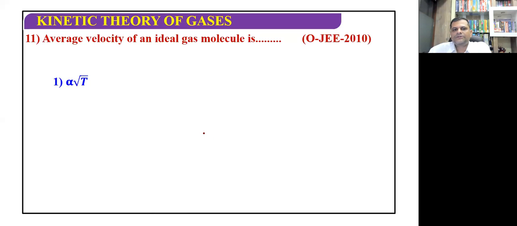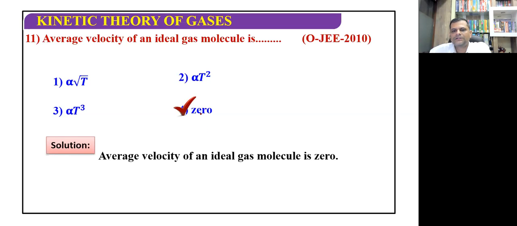चलो, the average velocity of ideal gas molecule is 0. एवरेज वेलोसिटी हमेशा 0 होता है. RMS वेलोसिटी तो चलो हमको पता है ऑलरेडी कि it is proportional to root T, no doubt. But RMS वेलोसिटी के बारे में पूछा ही नहीं. यहाँ पे क्या पूछा है, एवरेज वेलोसिटी के बारे में पूछा है.